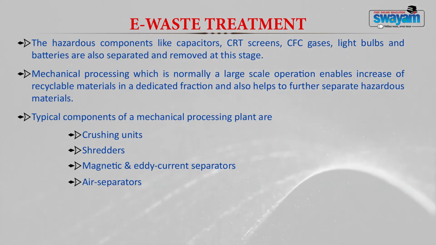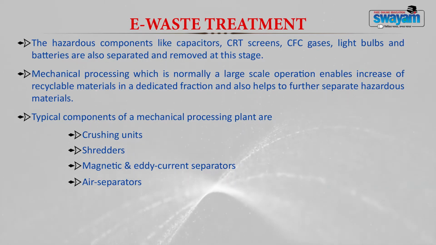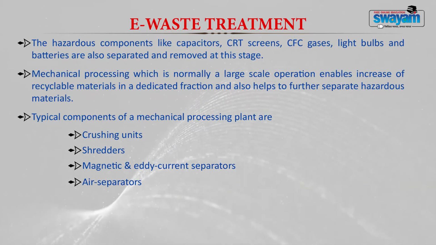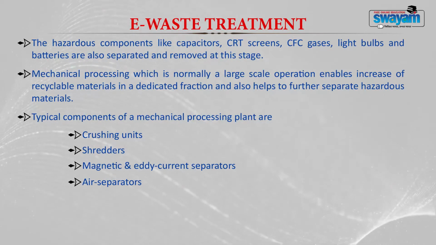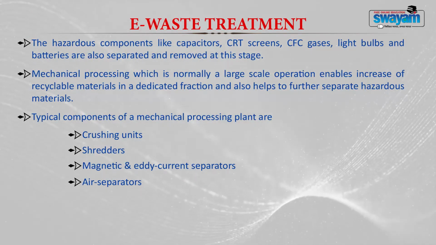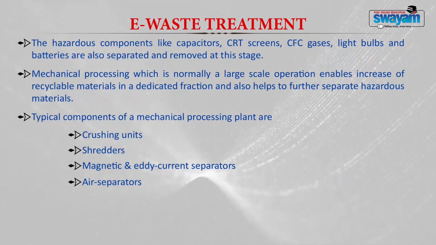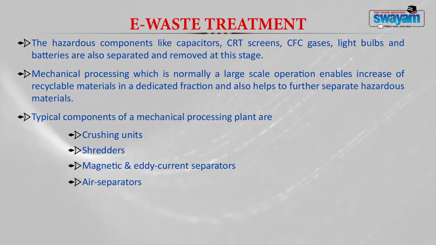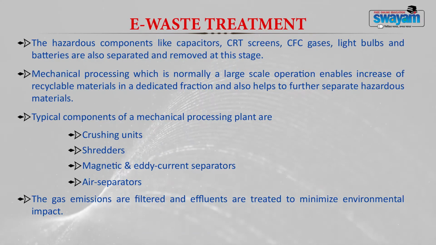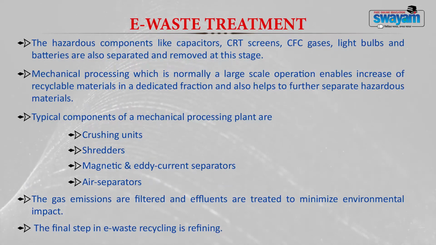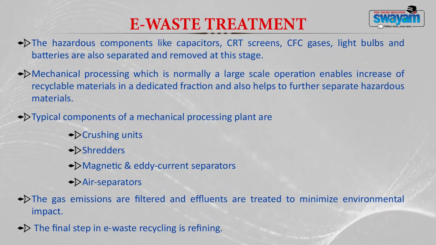Now, magnetic and eddy current separators: you apply a magnetic field and all the ferrous metals are separated in a magnetic separator, and in an eddy current separator non-ferrous metals like aluminum and copper are separated. Air separators are used for separation of lighter materials. For example, if you have less weight or less density material, and you use air separators like an air classifier, then they can be separated easily. The gas emissions are filtered and the effluents are treated to minimize the environmental impact. The final step in e-waste management is e-waste recycling, also called refining.